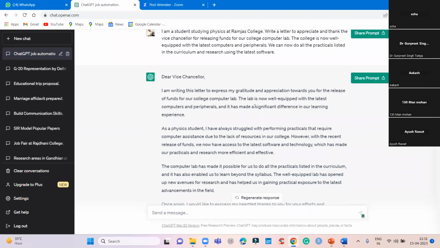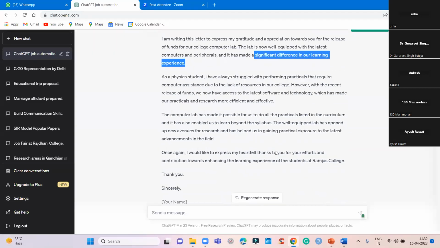See the line it is writing. As a physics student, I have always struggled with performing practicals that require computer assistance due to the lack of resources in our college. However, with the recent release of funds, we now have access to the latest software and technology, which has made our practicals more efficient. So you see the language being written by ChatGPT. It can help you in writing letters as well.